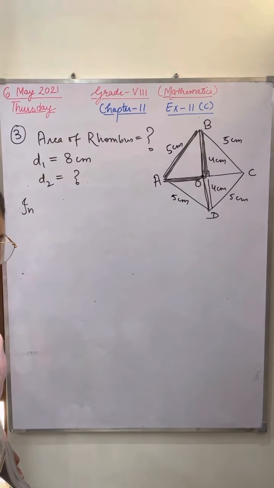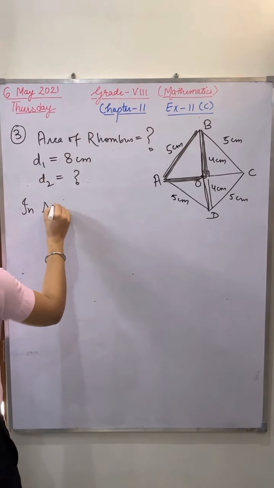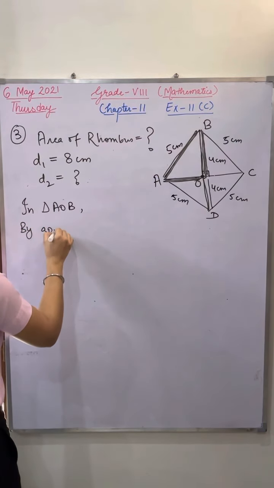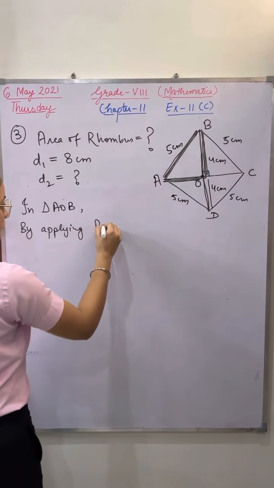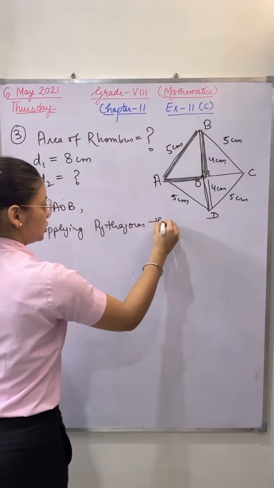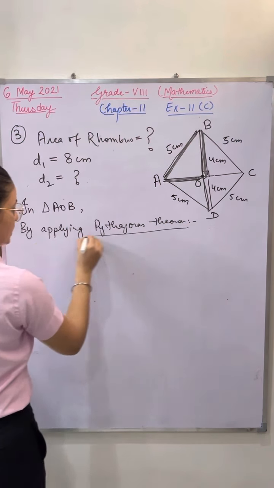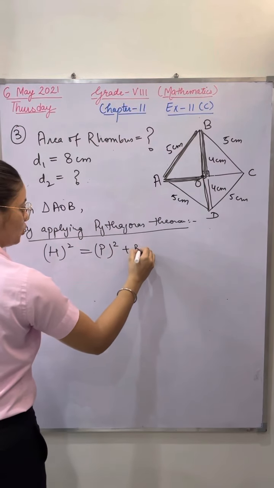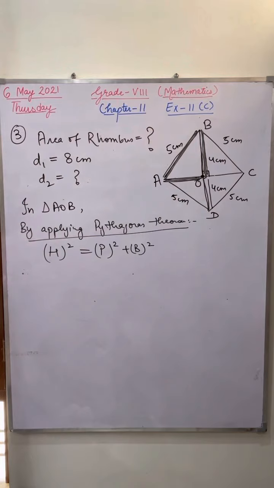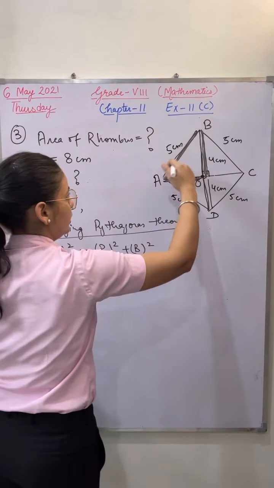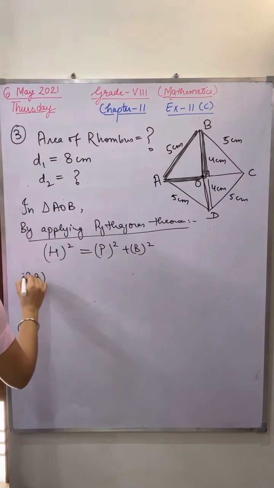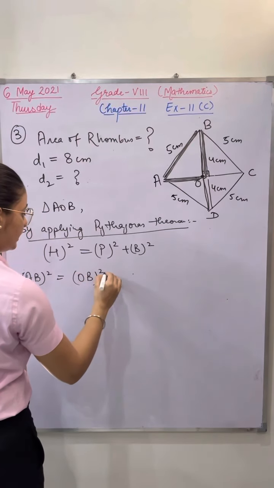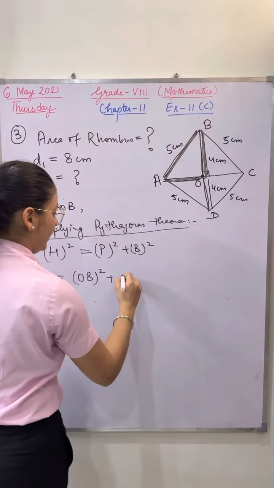In this triangle AOB, I'm going to apply the Pythagoras theorem. Everyone knows that Pythagoras theorem is hypotenuse square is equals to perpendicular square plus base square. So the hypotenuse in this is AB. AB square is equals to perpendicular, which is OB, and base is OA.